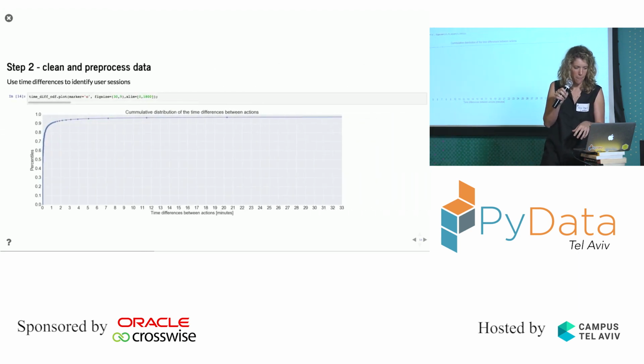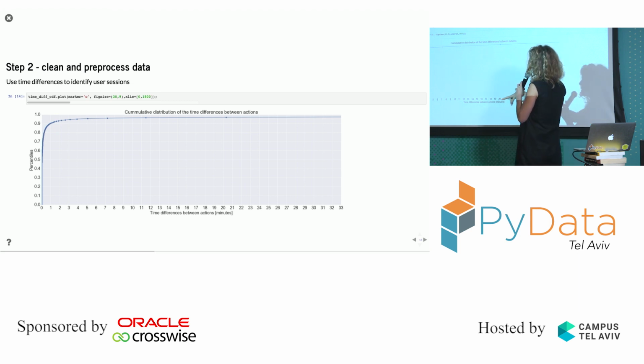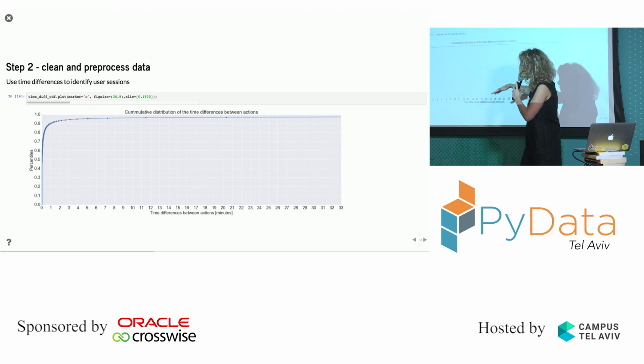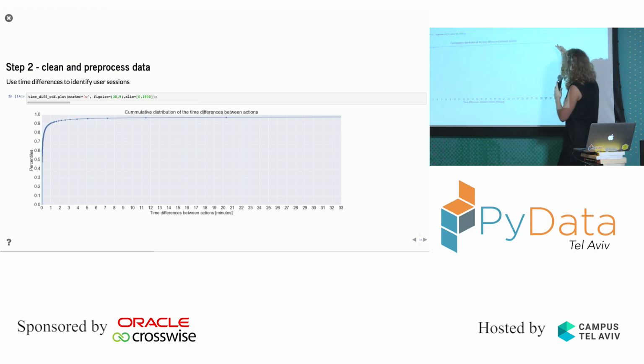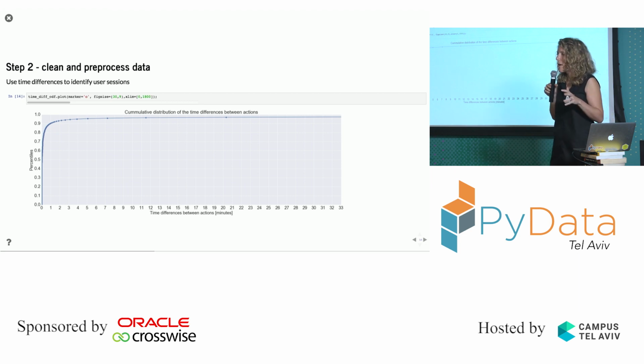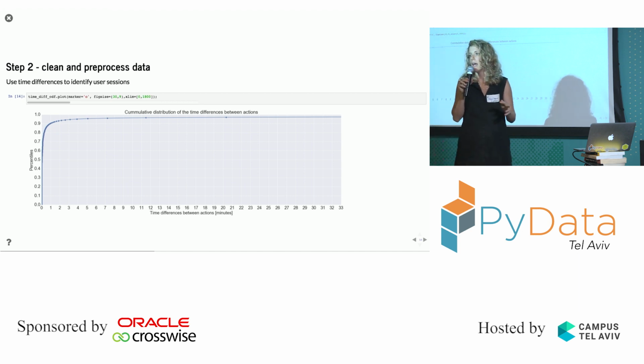I did this cumulative distribution plot of the time differences. And what you can see here, the times are in minutes, is that most of the time differences in my data were up to 1 minute. 90% were up to 1 minute. And then there's a long tail for this distribution until around 30 minutes. And I also know that the website just logs you out after 30 minutes. So I decided that if the time diff is larger than 30 minutes, I define this as a new session for this user.